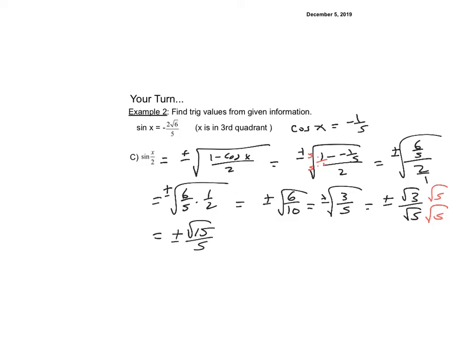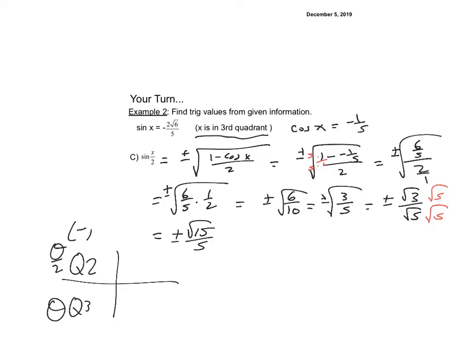Since our original angle was in quadrant 3, that puts us in the second quadrant. So we were down here in quadrant 3 with our original angle, and now we're up here in quadrant 2 with our half angle. And in quadrant 2, our ordered pair is a minus and then a plus. So our sine is positive. So we end up with the square root of 15 over 5.